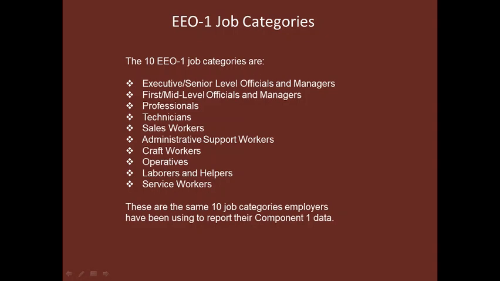As mentioned earlier, employers are to place their titles into one of the 10 EEO-1 job categories as below: Executive/Senior Level Officials and Managers, First/Mid-Level Officials and Managers, Professionals, Technicians, Sales Workers, Administrative Support Workers, Craft Workers, Operatives, Laborers and Helpers, and Service Workers. These are the same 10 job categories employers have been using to report their Component 1 data.